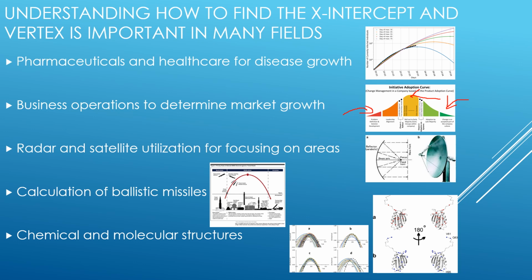It is actually a quadratic function, a parabola, when we have radars, so we can focus on areas. Even our nation's defense uses parabolas for ballistic missiles. Chemical and molecular structures, to determine points of heat and points of cooling, have basic parabola structures, and even biochemical structures of our molecules also have that, as you can see right here. A lot of places we use parabolas and need to find out the vertex, the x-intercepts and the y-intercepts, because we can do a lot with that.